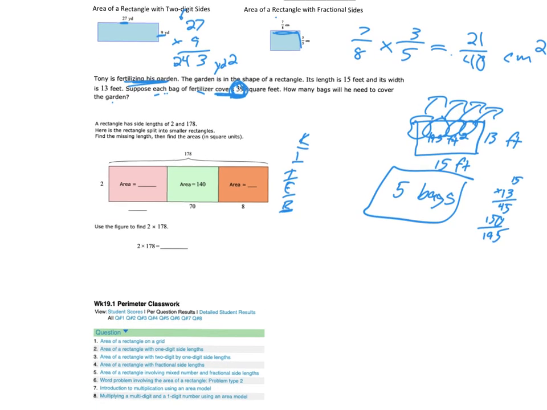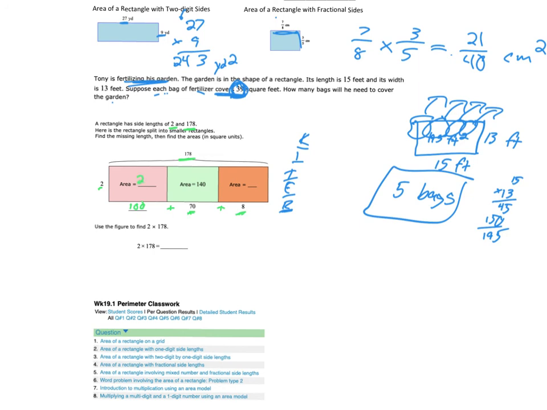Oh, we're going to look at the area model now. Okay, so a rectangle has side lengths of 2 and 178. So 2 times 178. Here's a rectangle split into smaller rectangles. Find the missing lengths, then find the area in square units. So this area model is how we really do multiplication. 100 plus 70 plus 8 is 178. So we're just breaking it up.